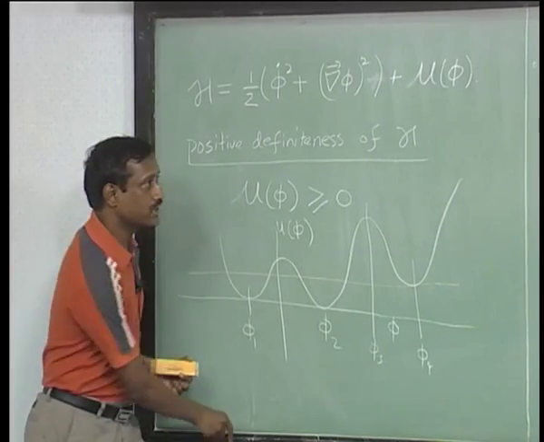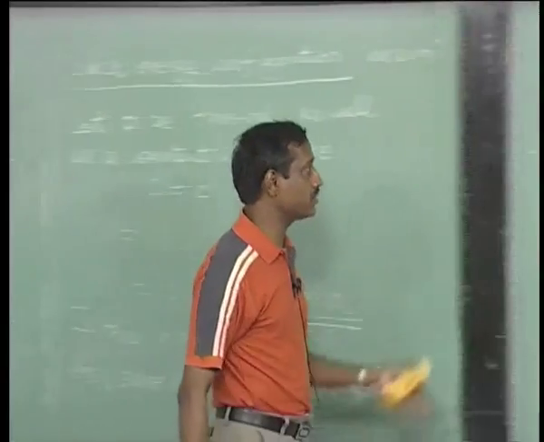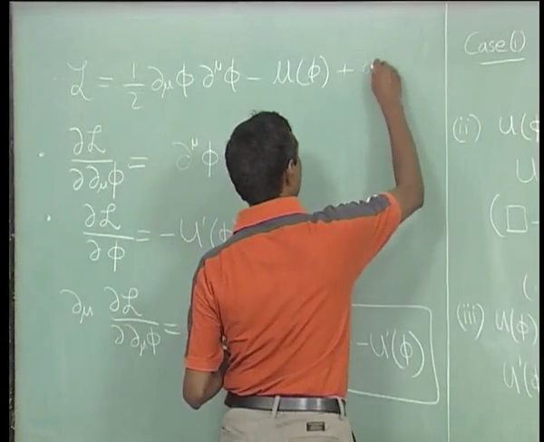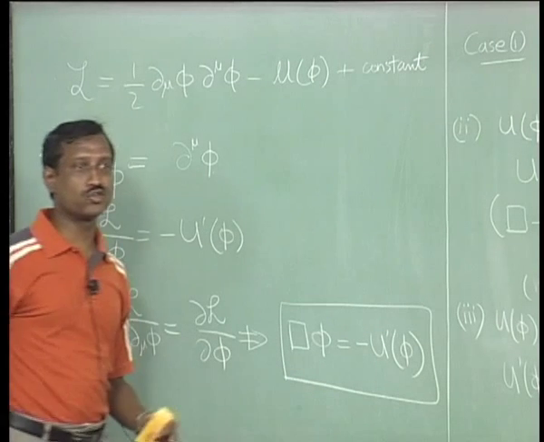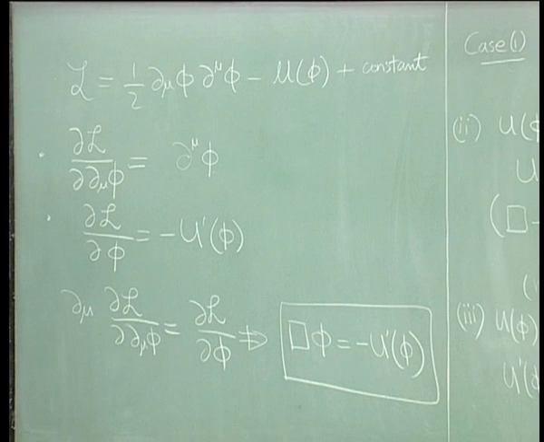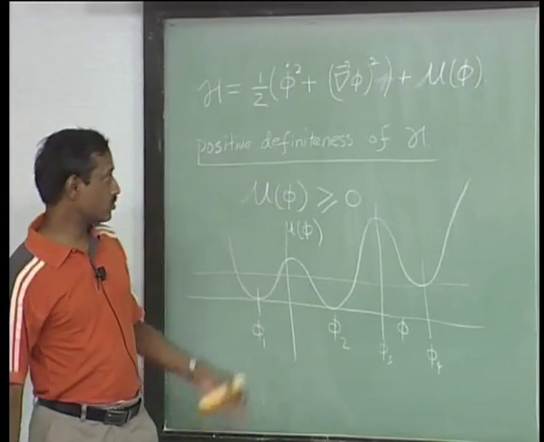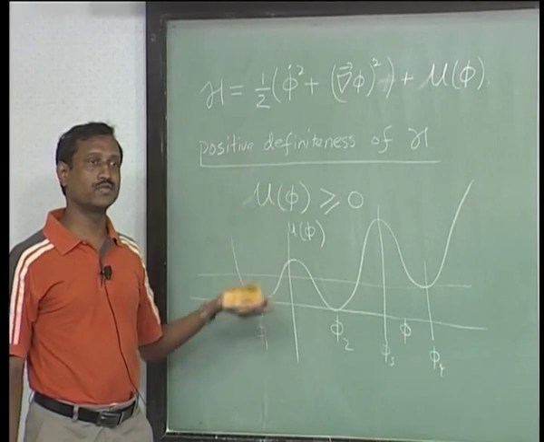Okay, because nothing changes. See, adding a constant to this does not change the equations of motion at all, but it does change what you mean by 0 of energy for sure. And so I am using up that freedom to take care of this ambiguity.